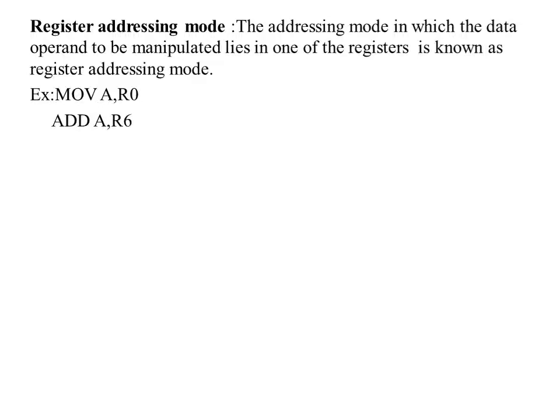So in this, A and R0 both are registers and the content stored in R0 will be moved into the accumulator. Next, ADD A, R6. The content of register R6 will be added with the contents of the accumulator. Next, MOV P1, R2. The contents of register R2 will be moved into P1. MOV R5, R3. The content of register R3 will be moved into register R5. In register addressing mode, the registers from R0 to R7 can be used.